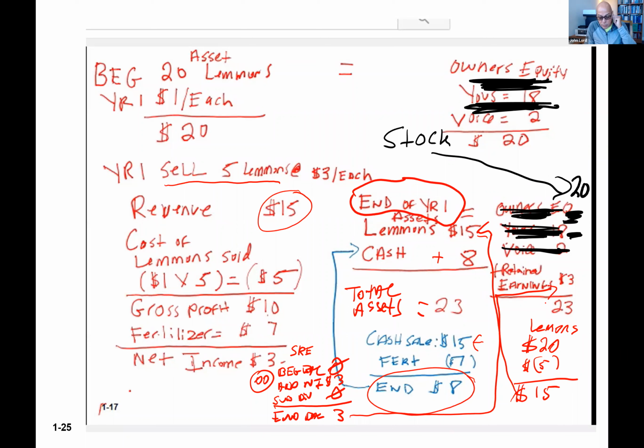on the balance sheet, because the balance sheet has to balance. What balances? Assets, the lemons and the cash, equals liabilities plus stockholders' equity. We don't have any liabilities, so we're left with our stockholders' equity, which at this point in your understanding of accounting is stock and retained earnings. So I add those two, the 20 plus the 3. I kind of wrote over it now, and that gives me the 23. The balance sheet balances.